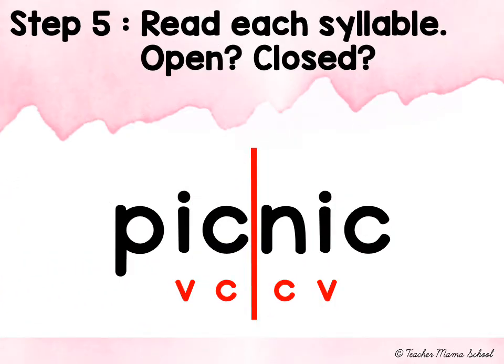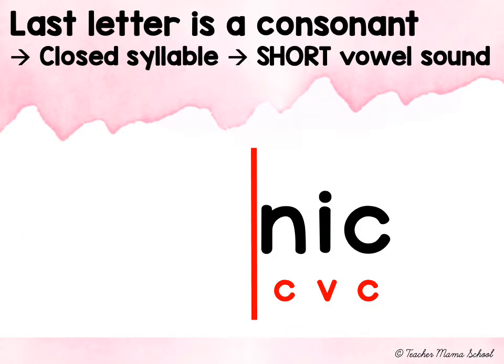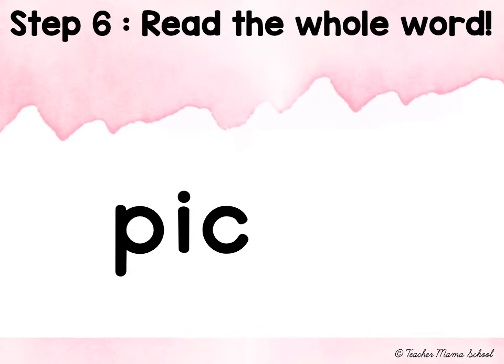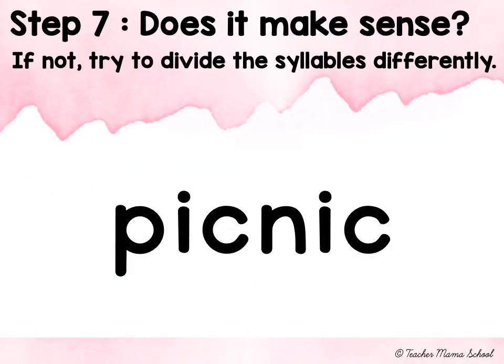Now we're going to read each syllable. Remember, thinking about, is it an open syllable or is it a closed syllable? The first syllable has a consonant as the last letter. So that means this is a closed syllable, and the vowel is going to make a short vowel sound. P, ick, pick. The second syllable, the last letter is also a consonant, meaning it is a closed syllable, and the vowel is going to make a short vowel sound. N, ick, nick. Now, let's read the whole word. Picnic, picnic. Does it make sense? If not, try to divide the syllables differently.